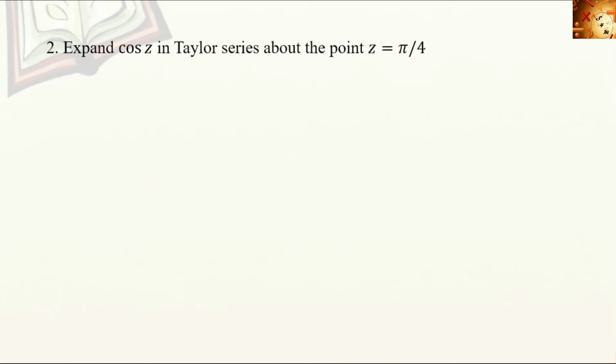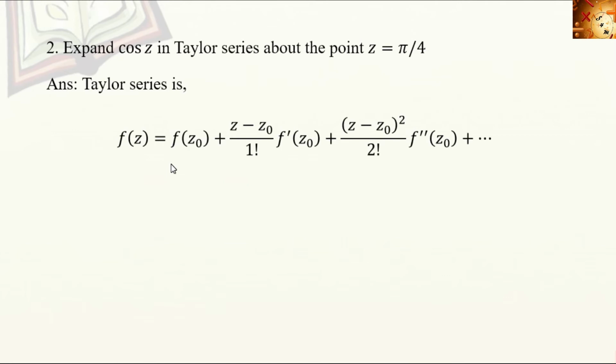Next problem. Expand cos z in Taylor series about the point z equal to pi by 4. Here we want to expand cos z about the point z equal to pi by 4. So here z naught is equal to pi by 4. Taylor series expansion is f of z equal to f of z naught plus z minus z naught by 1 factorial f dash of z naught plus z minus z naught the whole square by 2 factorial into f double dash of z naught plus etc.